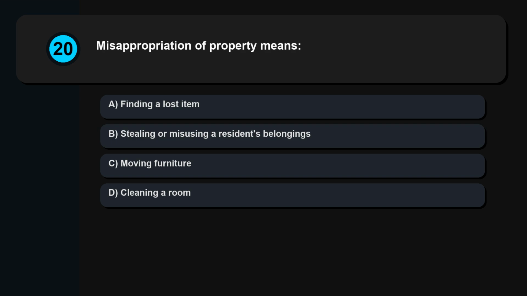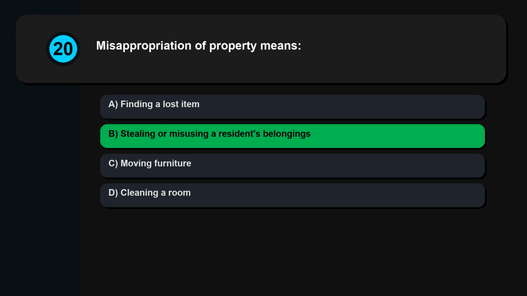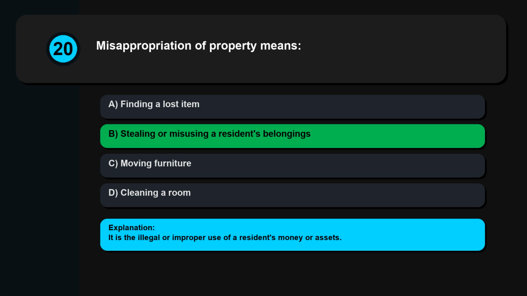Question 20. Misappropriation of property means finding a lost item, stealing or misusing a resident's belongings, moving furniture, cleaning a room. It is the illegal or improper use of a resident's money or assets.